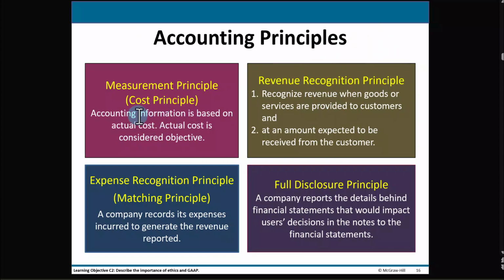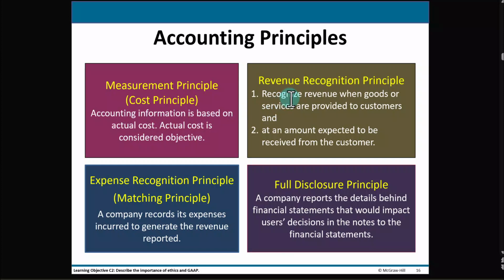This one is called the cost principle. So whenever you buy something, you should be recording it at its original cost and not necessarily at how much you think it's worth. There's always exceptions to rules, but this is the main rule we follow. Whenever we pay or buy for something, we record it at its original cost.